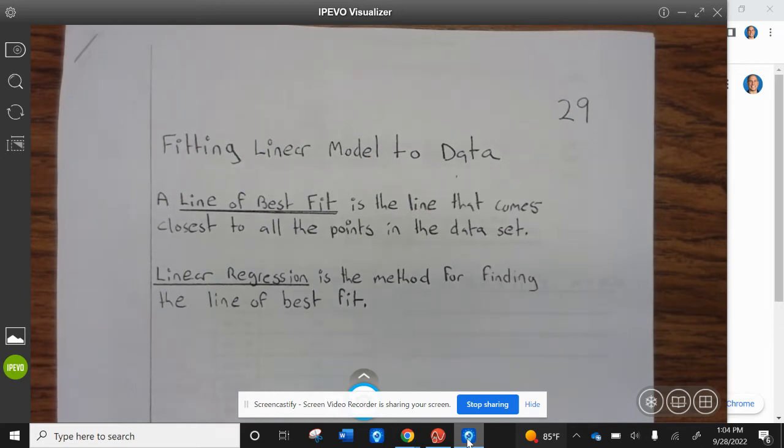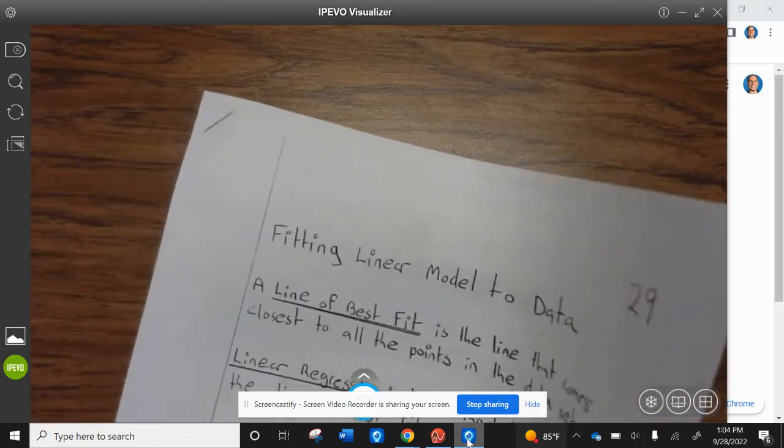Everyone at journal page 29, fitting linear model to data. A line of best fit is a line that comes closest to all the points in the data set. Linear regression is the method for finding a line of best fit.